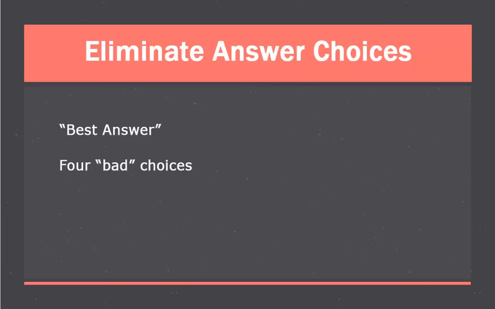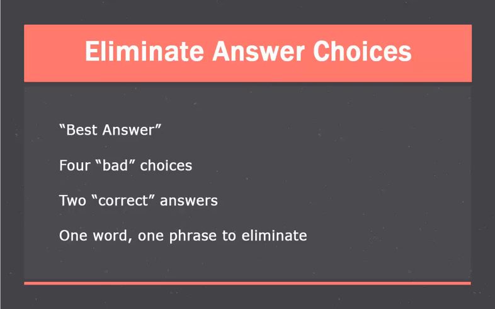They can give you 4 bad choices, where you look down there and go, none of these are any good. You'd be right, none of them are. But one would be better than the others. The flip side is they'll give you 2 correct answers. So you need to read to eliminate answer choices. You need to look down there and find the one word, the one phrase, the one element that allows you to choose one answer choice over another.